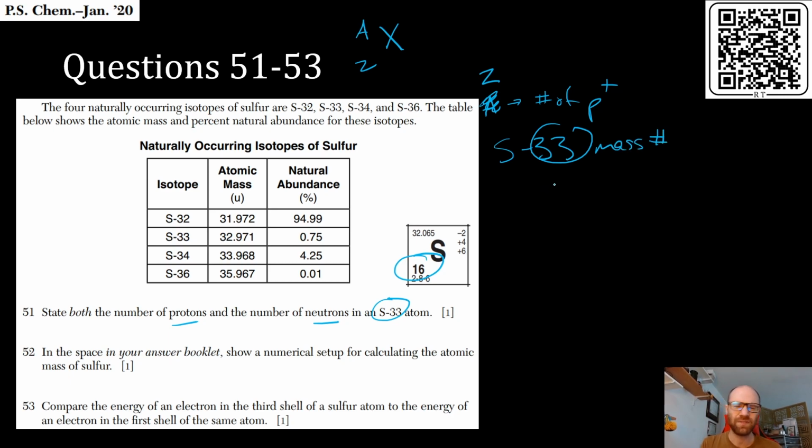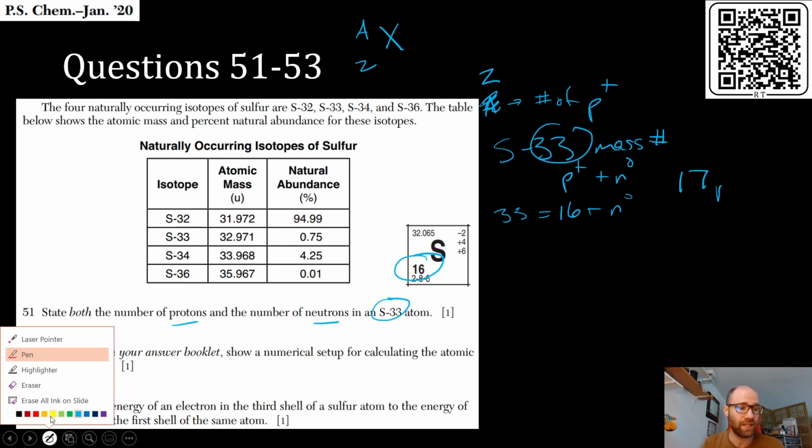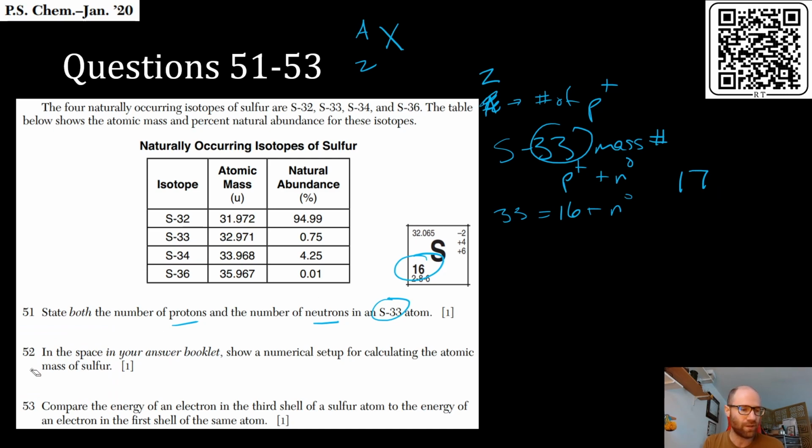And mass numbers, we saw this earlier in the review, mass number is the sum of the protons and the neutrons. The electrons don't really count because they don't have mass in an appreciable quantity compared to the proton and the neutron. So here, if we know that the protons is 16 and the total is 33, all we have to do is subtract, and we get 17 neutrons. So we're going to have to report both of those in our answer booklet. I'm not going to adhere super close to what the answer booklet needs to show just for space reasons, but we should be recording 16 protons and 17 neutrons for 51.